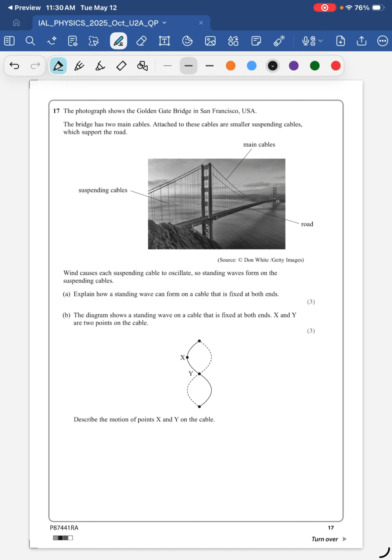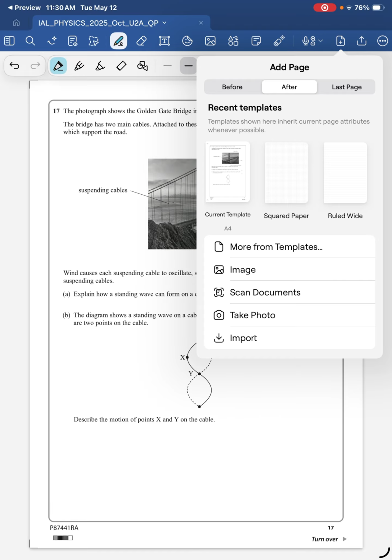Anyway, the bridge has two main cables. Attached to these cables are smaller suspending cables which support the road. Wind causes each suspending cable to oscillate, so standing waves form on the suspending cables. Question A, explain how a standing wave can form on a cable that is fixed at both ends.